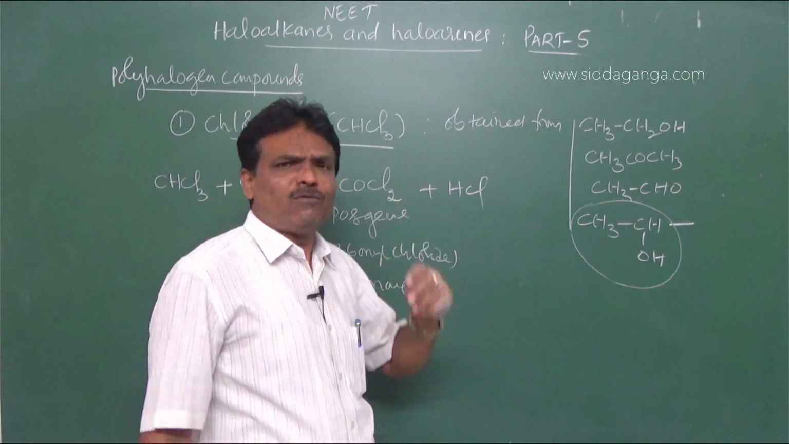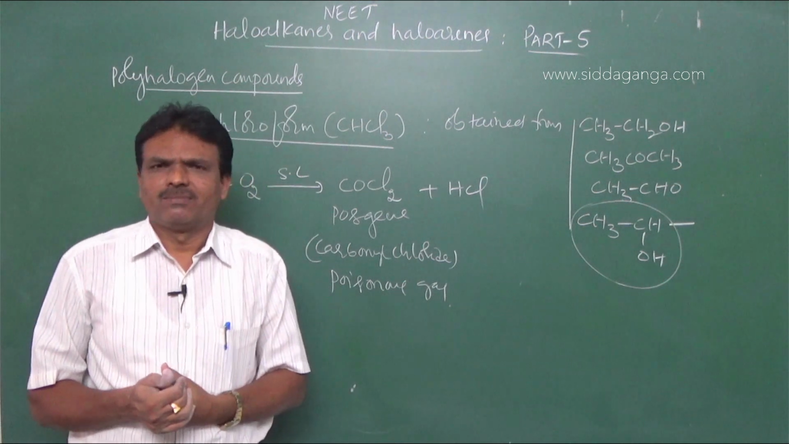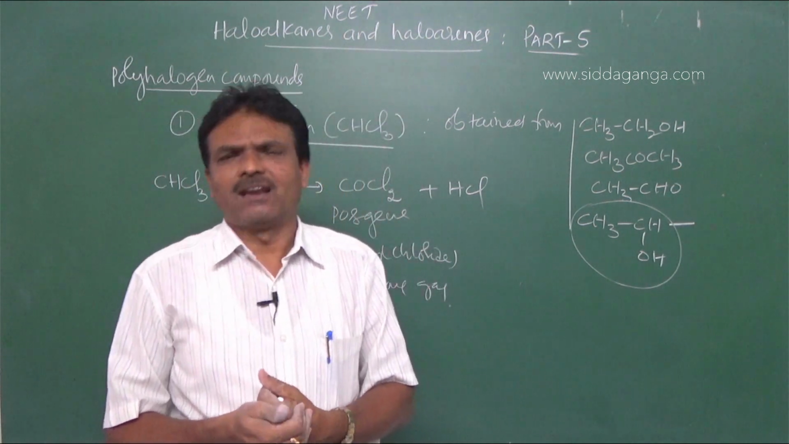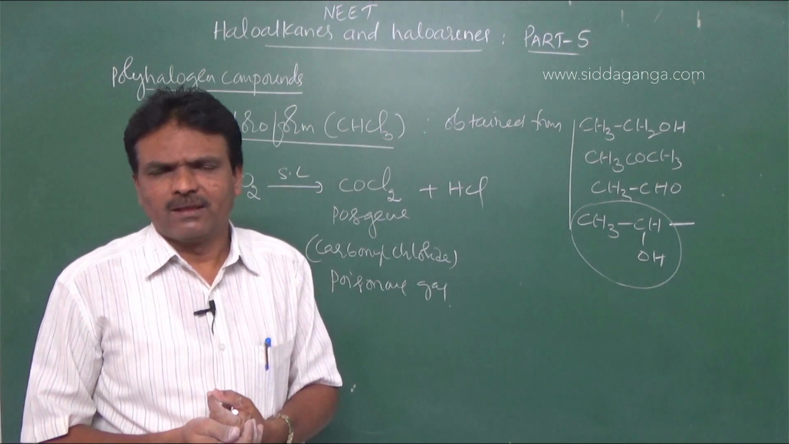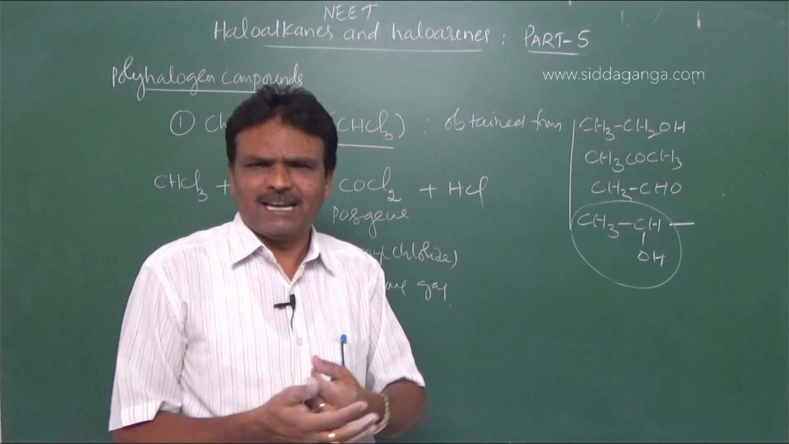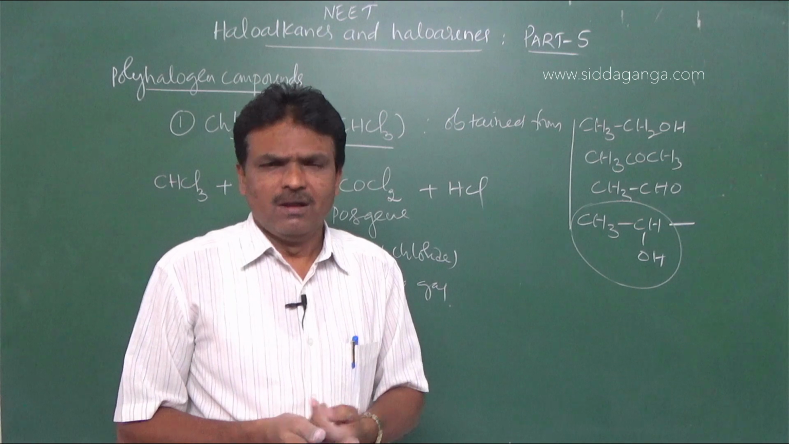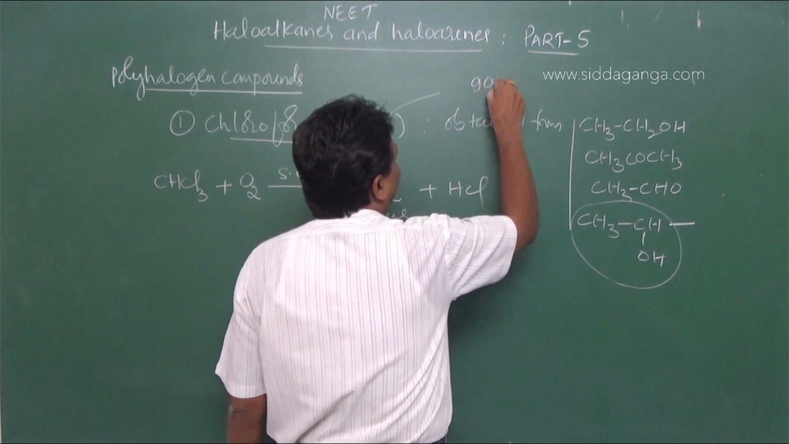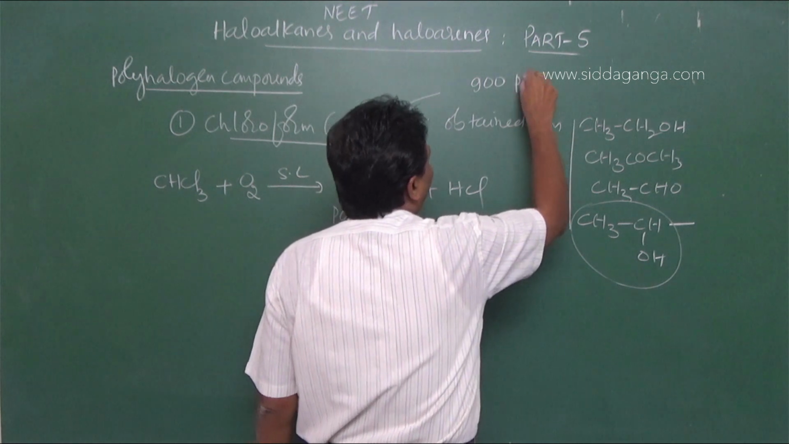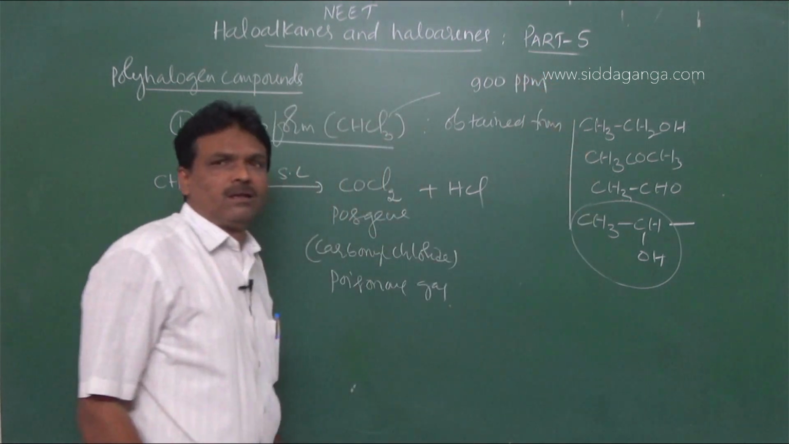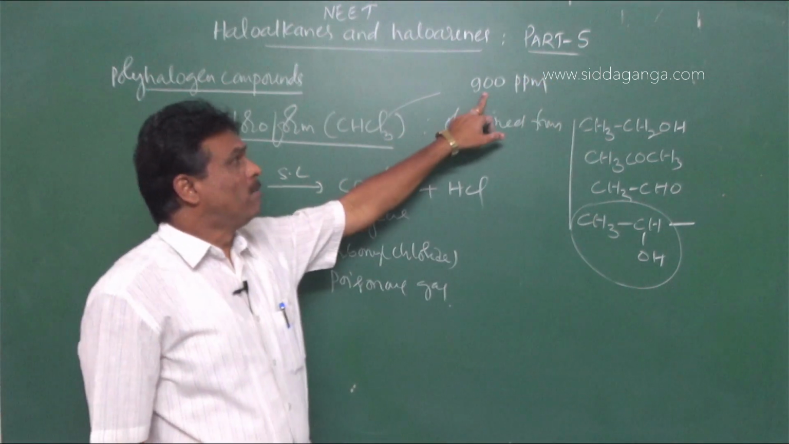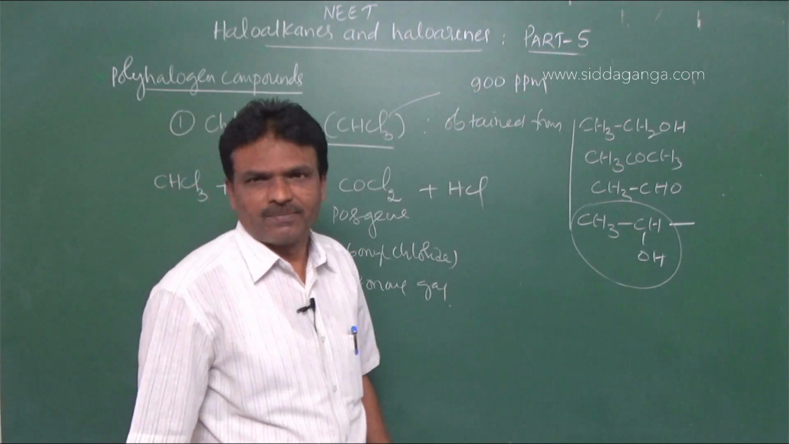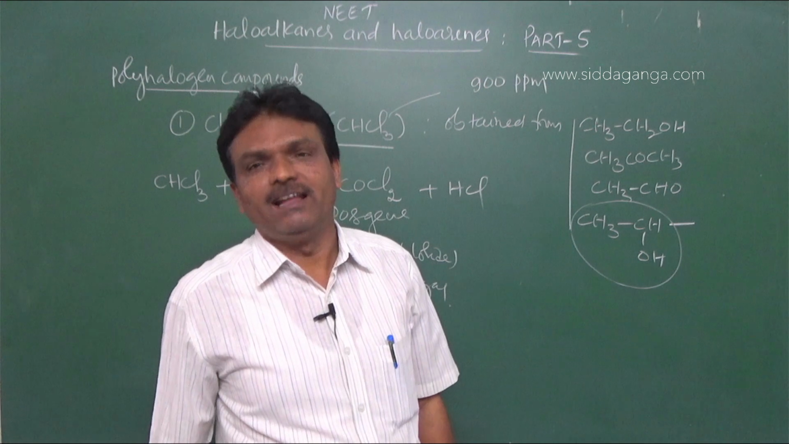The inhaling of chloroform causes damage to the central nervous system. These are the physiological effects. Inhaling chloroform at above 900 parts per million causes damage to the kidney and liver.